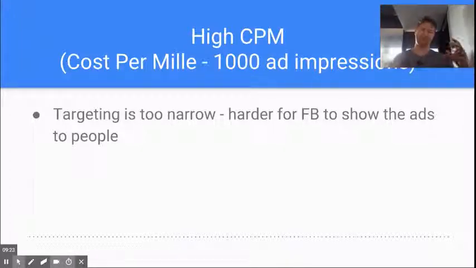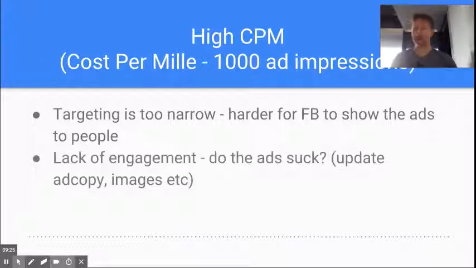Next one, lack of engagement. So again, do the ads suck? It's all very well: you've got the targeting down, you have got the ads up, and you think they're great. But realistically, if you've got a perfect audience and a crappy ad, then nothing's going to happen. Every now and then you'll get a random person going, oh, this is actually a crappy ad, I'll click on it just because it's crappy. You know what I mean?